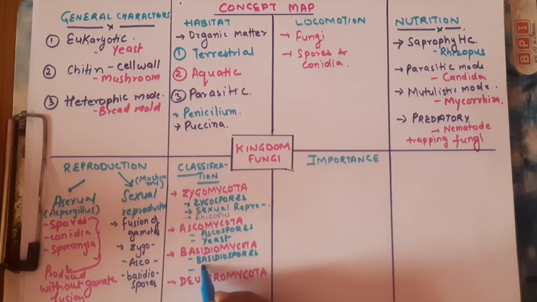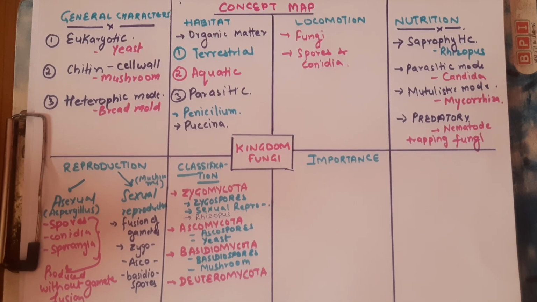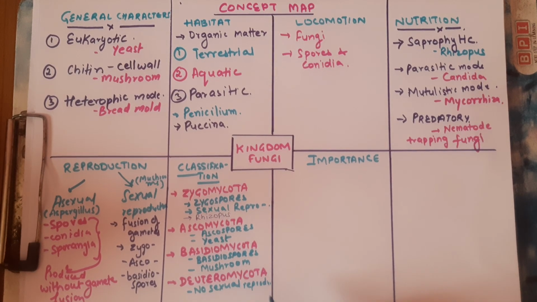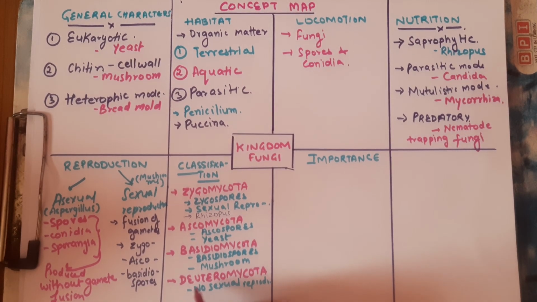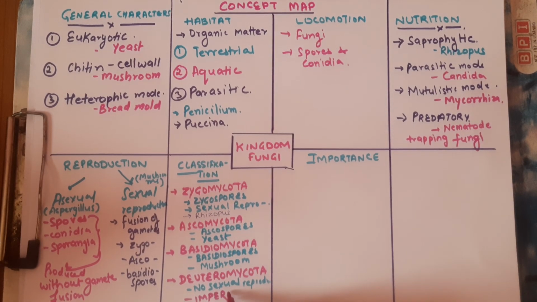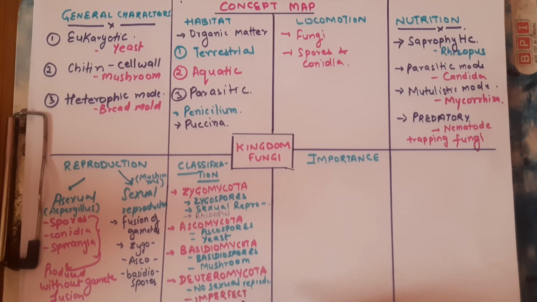Okay, the fourth kind of fungi is the Deuteromycota. Here there is no sexual reproduction. This Deuteromycota is also known as imperfect fungi. So if in the exam it is asked what is imperfect fungi, then you have to write that Deuteromycota is the imperfect fungi, and the example is Candida albicans.